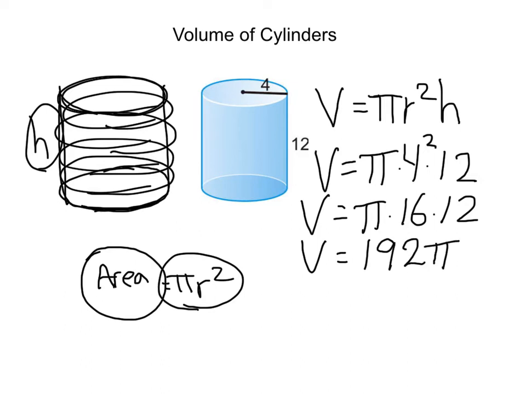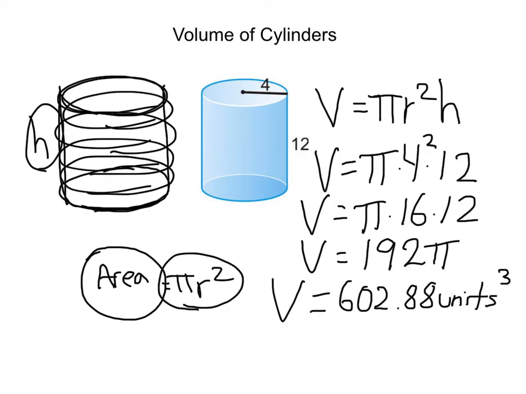And volume is going to be in cubed units. Now, we don't have any units on this one, so we'll just put units cubed for our final answer. And as always, we can approximate the value of pi by using 3.14. So 3.14 times 192. This will come out to be 602.88. And it's going to be units cubed. 3 dimensions. So I have 3 on my units. All right, let's try another one.